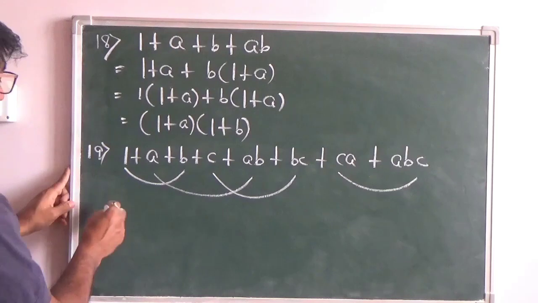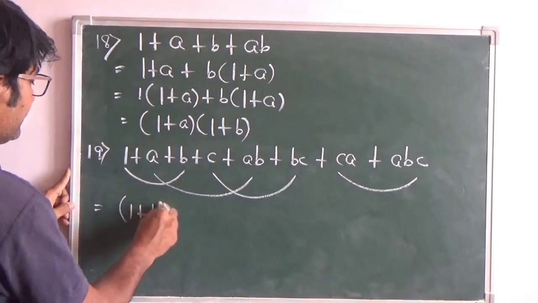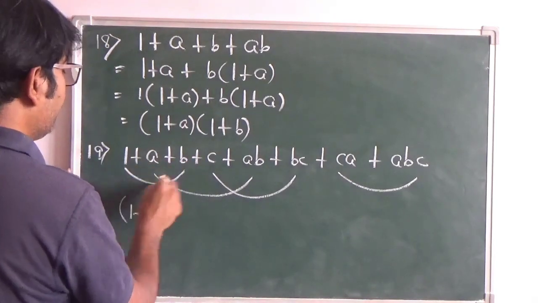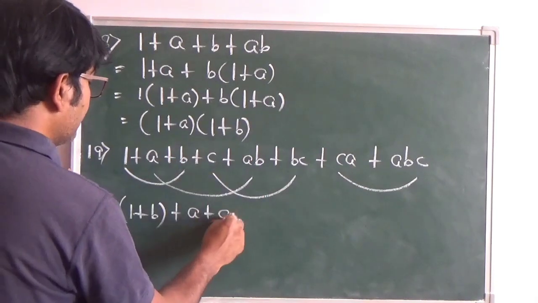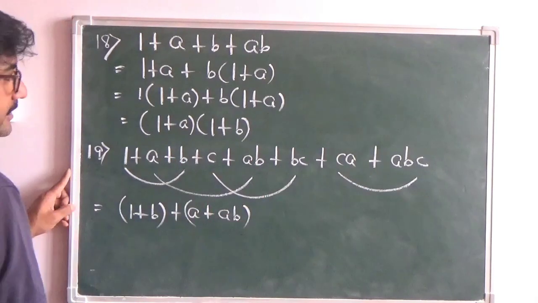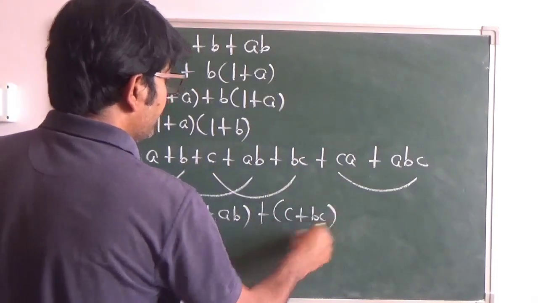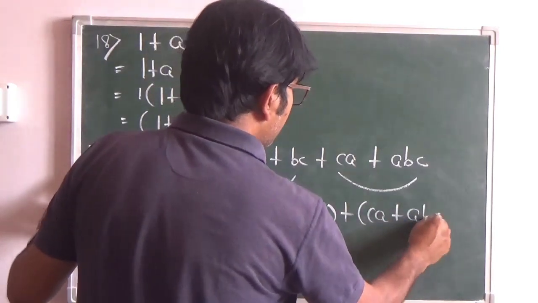So first one, 1 plus b, let it be 1 plus b, right inside the bracket. Second one is a plus ab, writing again in the bracket. Then c plus bc, and plus ca plus abc.